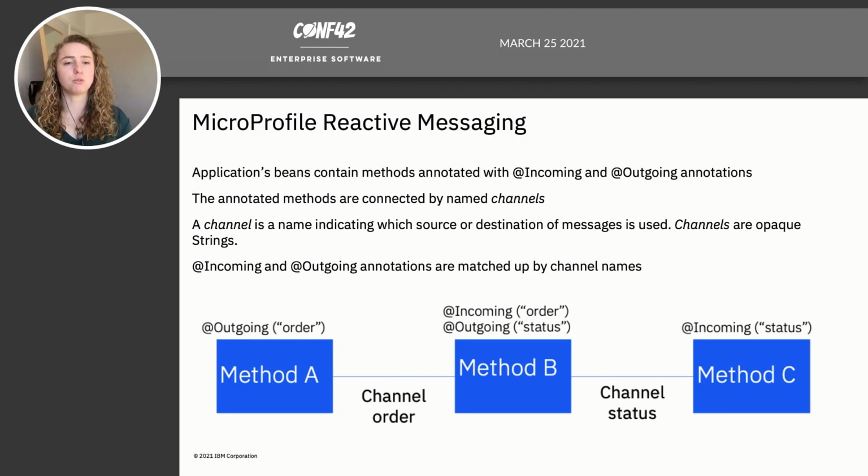Now, because MicroProfile is a specification, you'll need to look at the implementations to understand what connectors they offer, because each implementation will offer different types of connectors. So for the incoming, you can see here that we've got method B, which says order, is connected via that channel order to method A with that outgoing order. So that's how it's connected, and that's how it enables this reactive behavior.